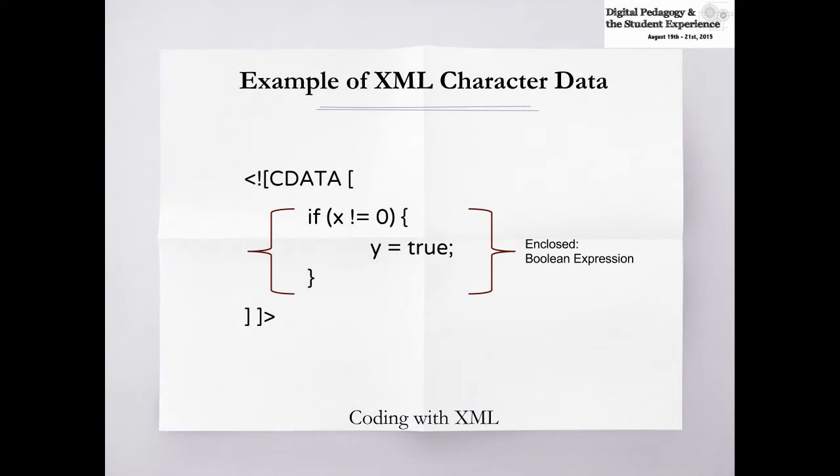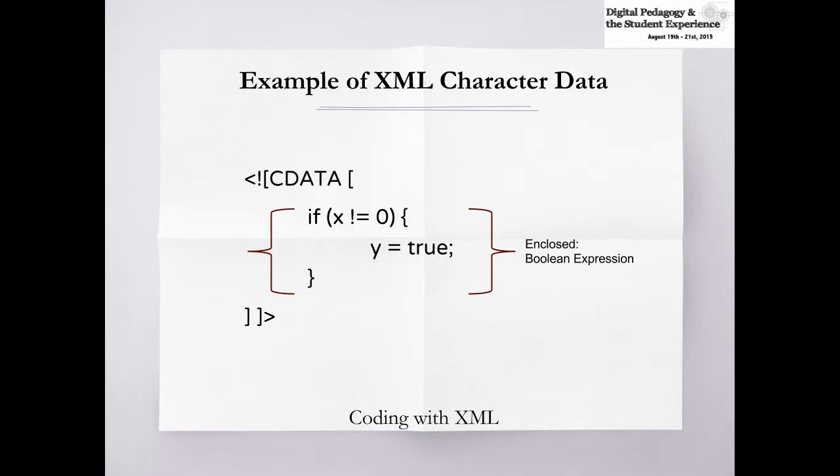Character data is declared by this line: two angle brackets, opening and closing. Within the angle brackets, the first thing is an exclamation mark, an opening square bracket followed by the words "CDATA," another opening square bracket. Here you would enter your content, then a closing square bracket to enclose the content, then another closing square bracket to indicate the end of the CDATA.